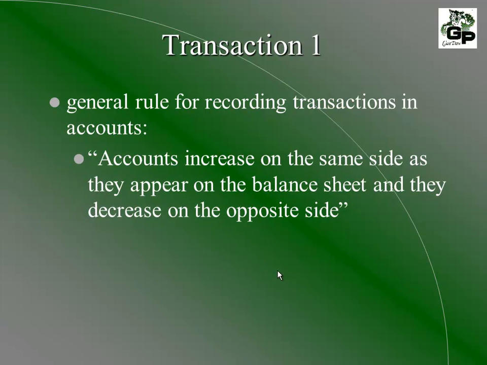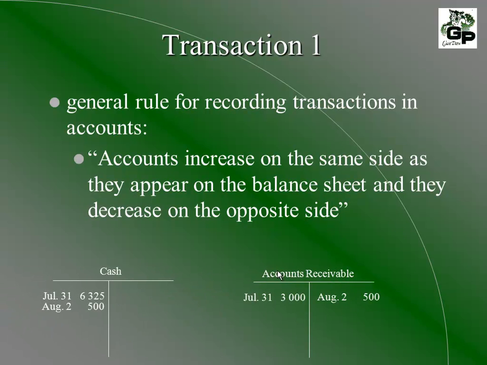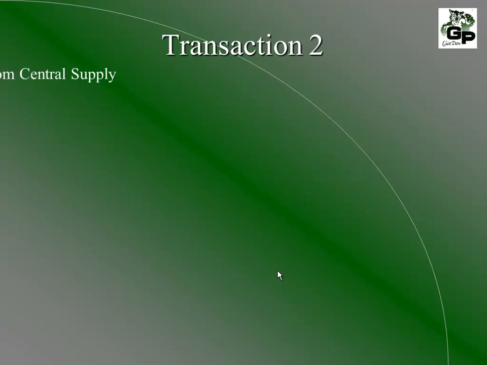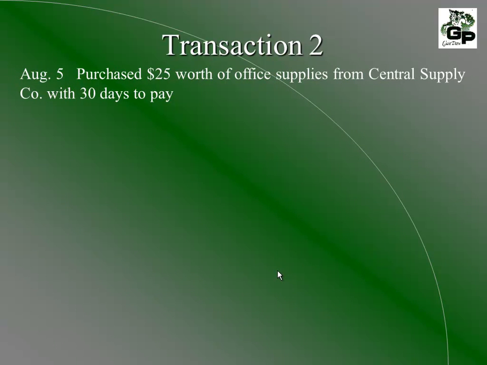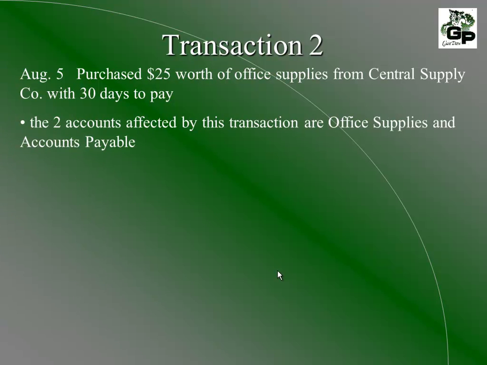A general rule for recording transactions is that accounts increase on the same side as they appear on the balance sheet, and they decrease on the opposite side, just as we see with cash and accounts receivable in this example. Let's look at transaction number 2. On August the 5th, they purchased $25 worth of office supplies from Central Supply Company, and they promised to pay within 30 days. The two accounts affected are office supplies and accounts payable.